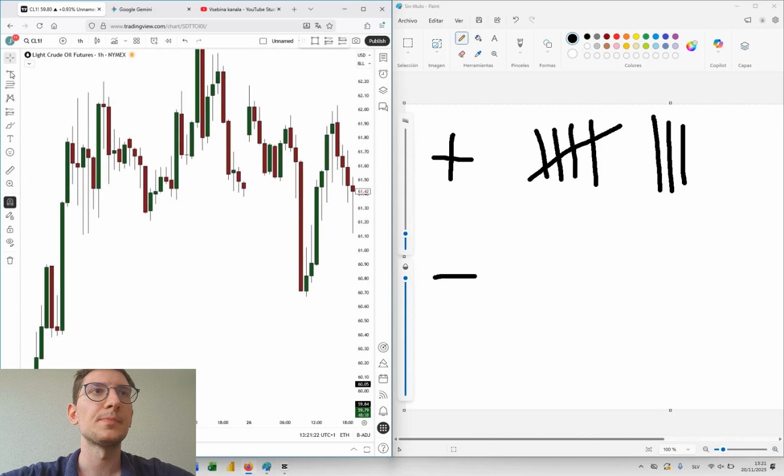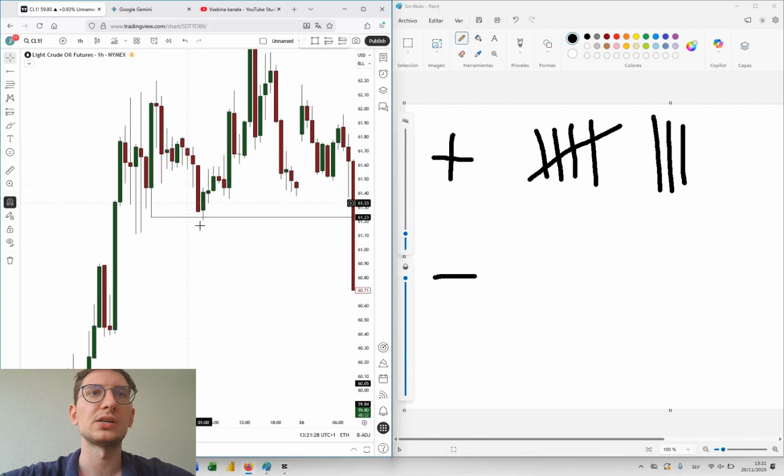For example, let's see if this was a sweep. No, it wasn't. Okay, here for example, okay, we have a low, price goes down, sweeps liquidity, goes up.